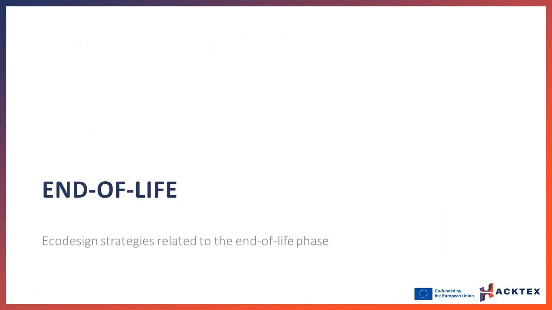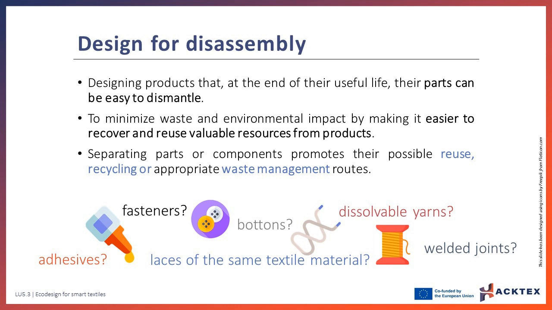Among all the available eco-design strategies for the end of life, the most interesting strategy for smart materials related to their last phase is the design for disassembly. Design for disassembly aims to make products whose parts can be easily dismantled at the end of their useful life. Its goal is to minimize waste and environmental impact by making it easier to recover and reuse valuable resources from products, promoting the separation of the parts or components in order to ease their reuse, recycling or appropriate waste management route.